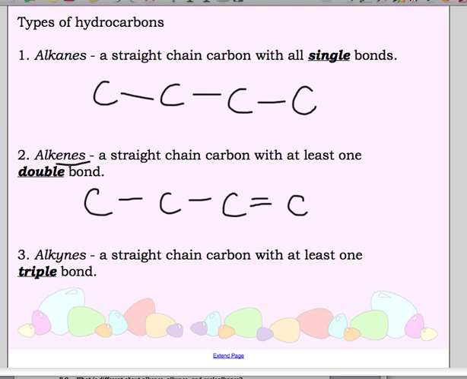And then there's also these things called alkynes that mean a triple bond. And again, it's going to look very similar. It's just going to have a triple bond.